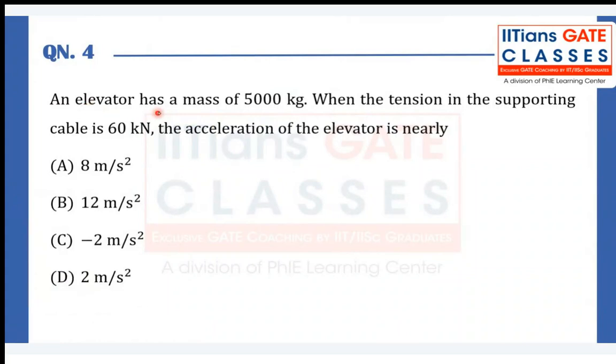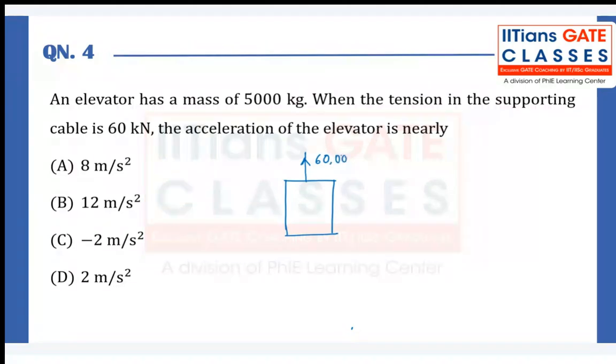Starting with the first question. An elevator has a mass of 5000 kg. When the tension in the supporting cable is 60 kilonewton, the acceleration of the elevator is nearly. So let's try to draw the free body diagram for it. So we have an elevator, and elevator has a cable, and the tension in the cable is 60 kilonewton.